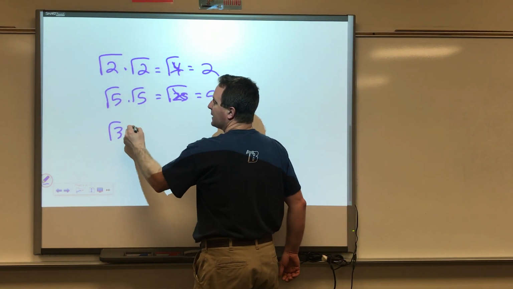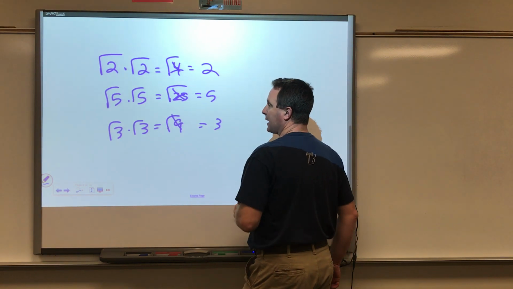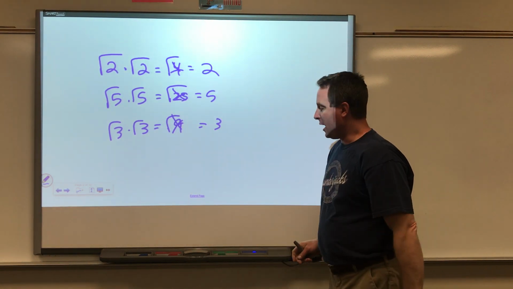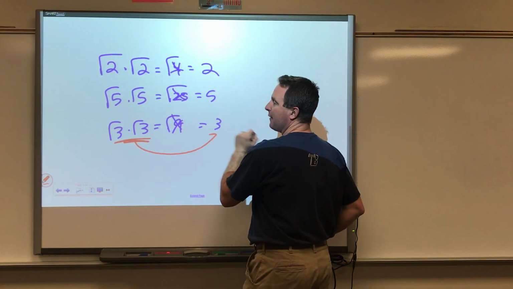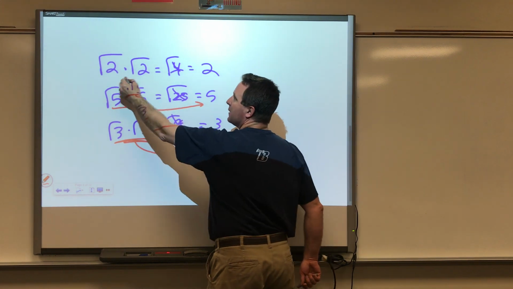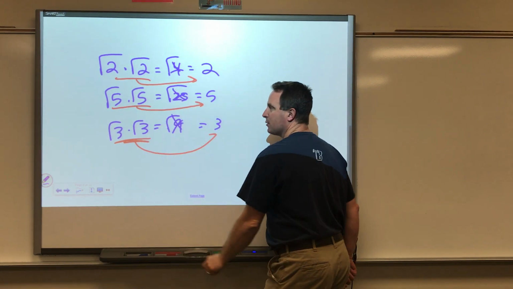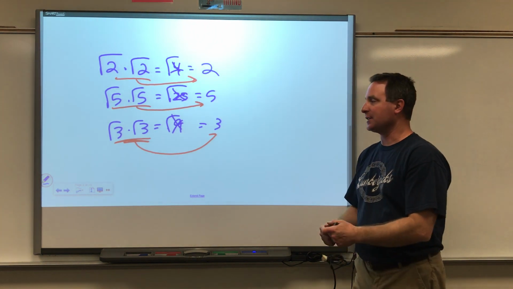How about the square root of 3 times the square root of 3 is the square root of 9, and the square root of 9 is 3. Okay? Are you seeing any patterns from here to here without having to do that middle step? The square root of 5 times the square root of 5 is just plain old 5. The square root of 2 times the square root of 2 is just plain old 2. Yeah, there's a little bit of a shortcut there if you want to think of it as that.